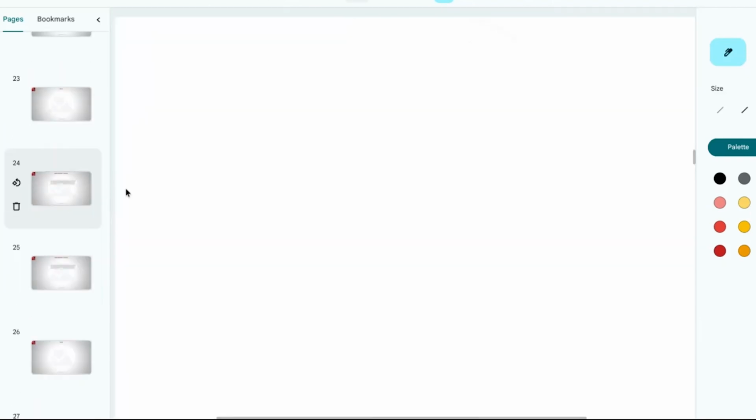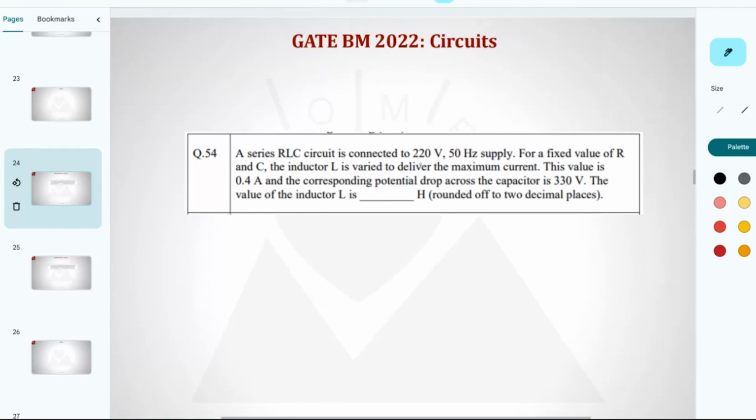Let me traverse further. A series RLC circuit, 220 volt, 50 hertz supply, for a fixed value of R. Inductor is varied to deliver maximum current. This value is this. Corresponding potential drop across a capacitor is. The maximum current happens when the resistance is the least, when the impedances of capacitance and inductance cancel each other. When will that happen? The magic frequency. Omega squared is 1 by LC.